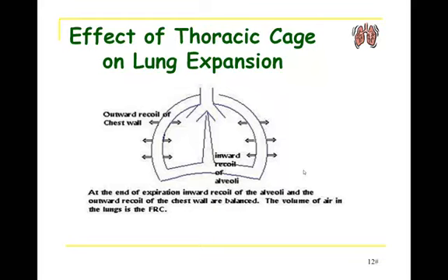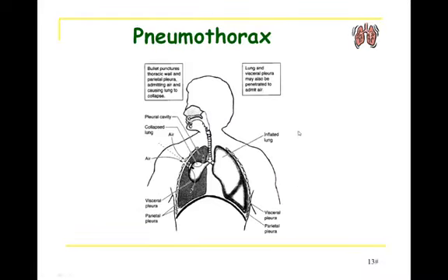Certain changes in lung volumes and capacities are associated with certain lung disorders. We have lung disorders that are classified as restrictive lung disorders, and lung disorders referred to as obstructive lung disorders. The different changes in lung volumes and capacities are associated with those separate examples of lung disorders.